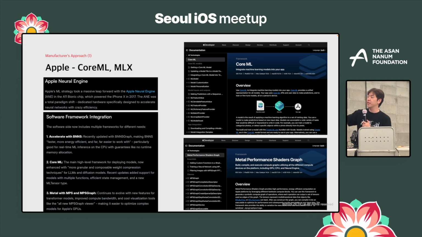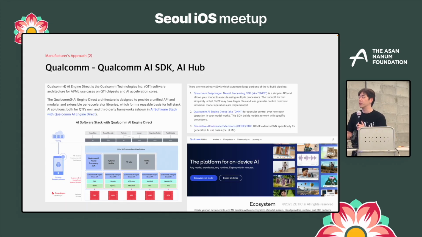Even though Core ML started in 2017, it is still quite vulnerable, even though MLX and Metal Performance Shaders are now utilizing the Apple NPU. So if you'd like to support the whole range of Apple's devices, you have to study all these three only for Apple. So let's see the competitor of Apple. This is Qualcomm's approach.